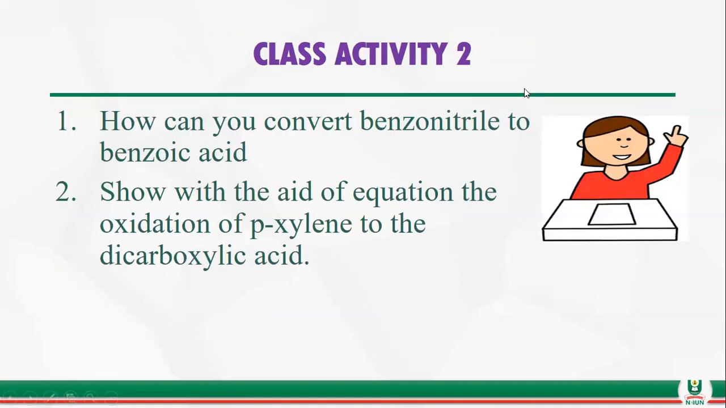Let's try this exercise. How can you convert benzonitrile to benzoic acid? You see what they are trying to say here? Benzonitrile means a benzene that has a nitrile group. How can you convert it to benzoic acid? A benzoic acid is a benzene that has an oic acid. You know, oic acid means carboxylic acid or alkanoic acid.